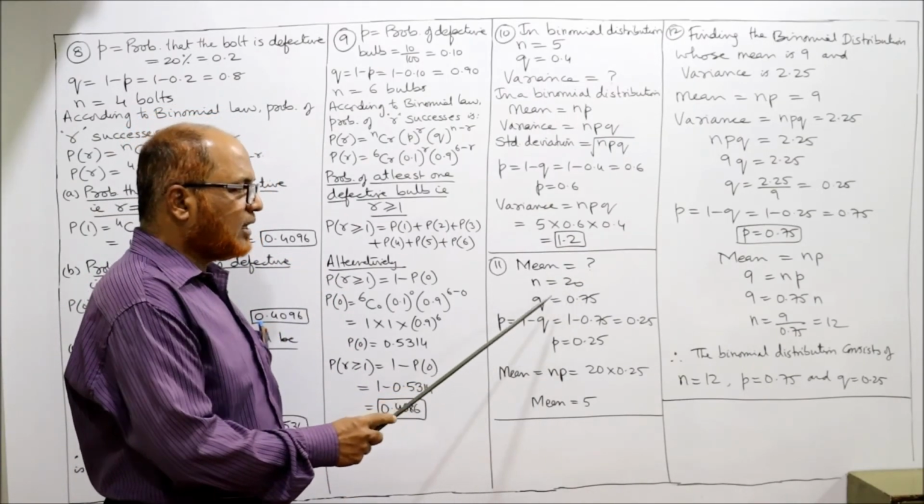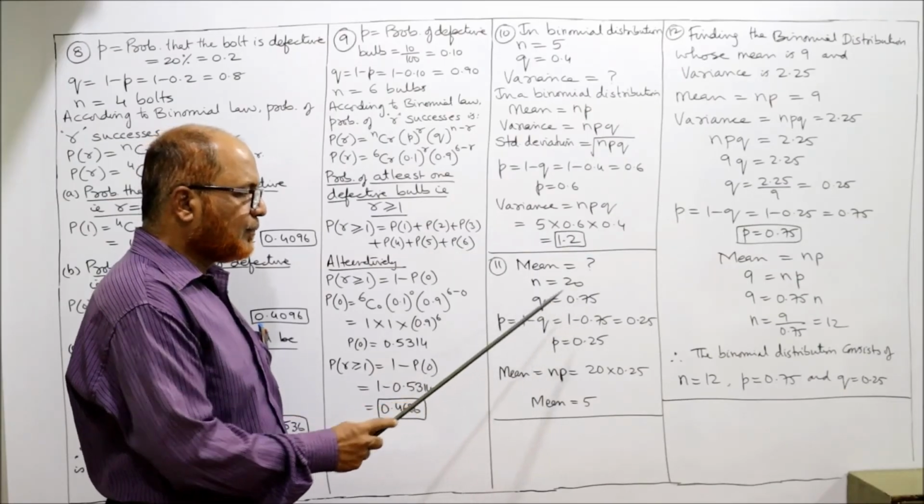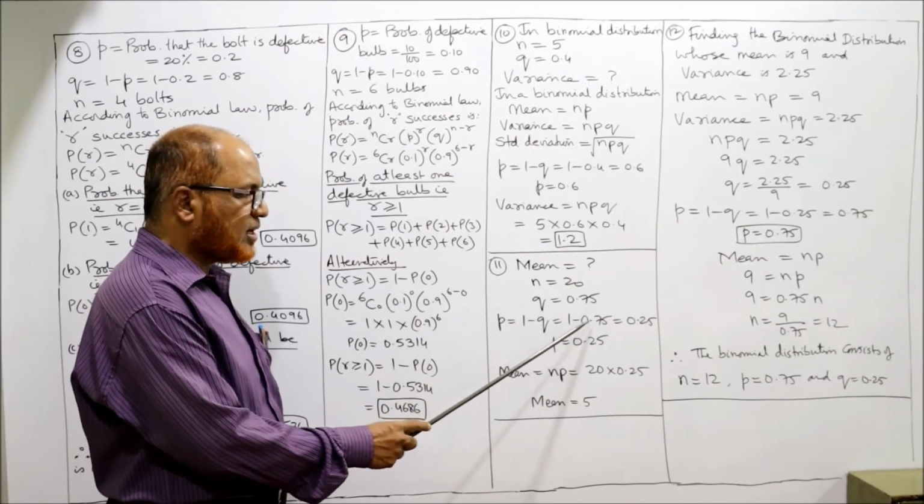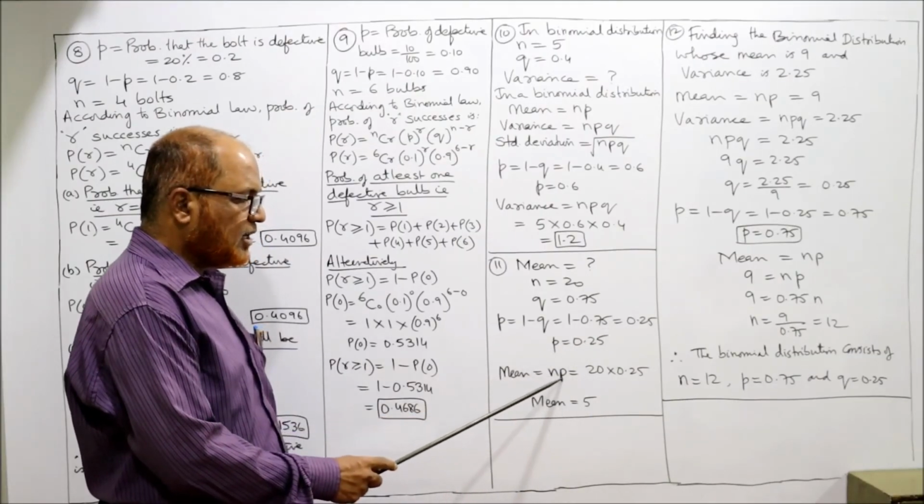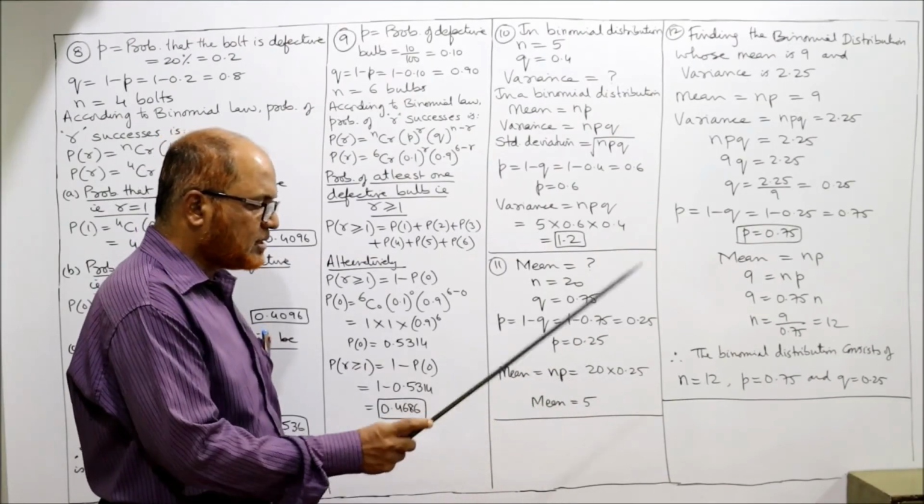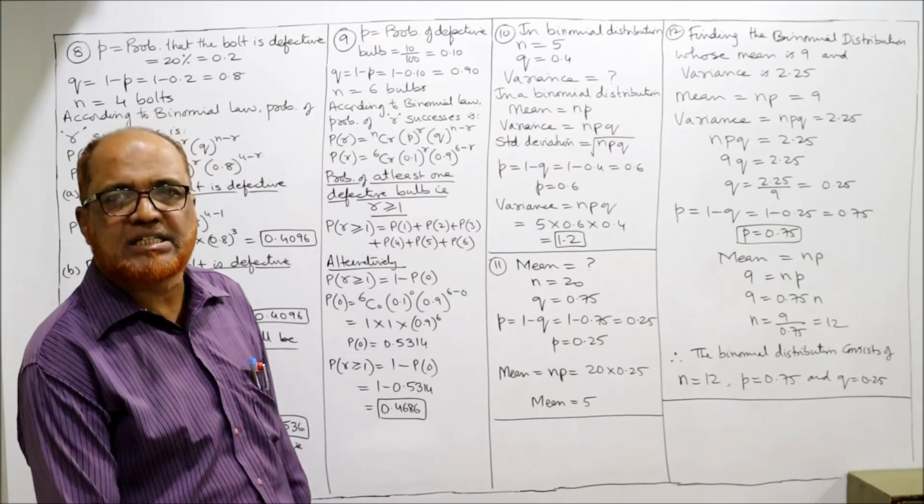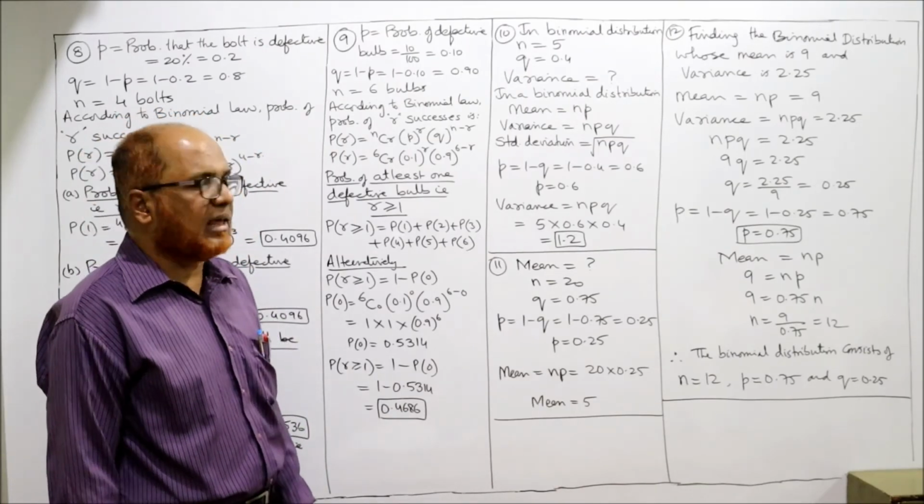So here mean is how much? n is equal to 20, q is equal to 0.75. So p is equal to 1 minus q, 1 minus 0.75, 0.25. So p is 0.25. Mean value is n into p, 20 into 0.25, mean is equal to 5. That's it. This is problem number 11.